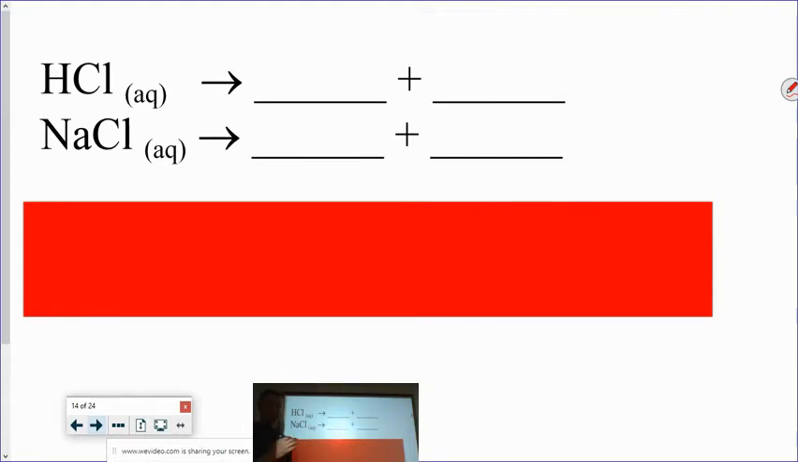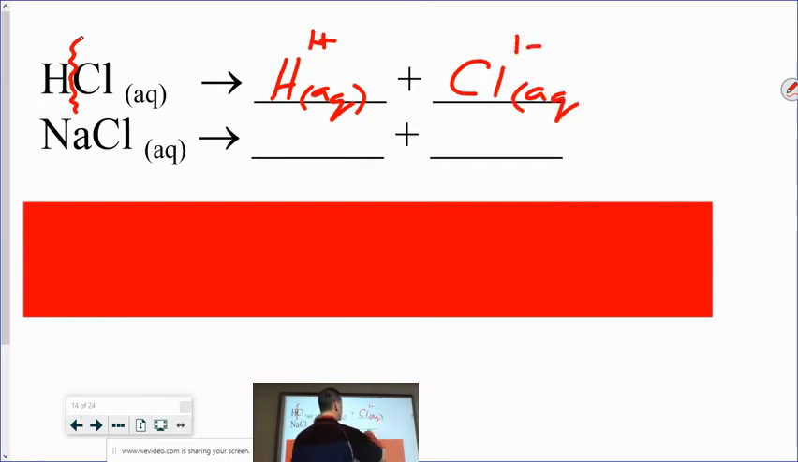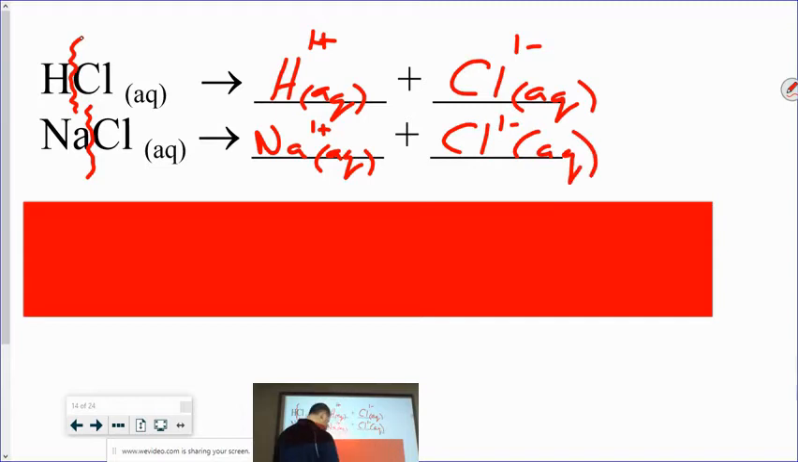So breaking these apart, dissociating them just like we did before. We break it apart between ions. So we get hydrogen ions, aq, and then we get chloride ions. Again, looking at the periodic table to get the charges for these things. So that's what we have right there. And then we're going to break the sodium chloride apart, right at the ions again. So we got Na 1 positive, aq, and we have Cl 1 minus, aq. So that's what it would look like.